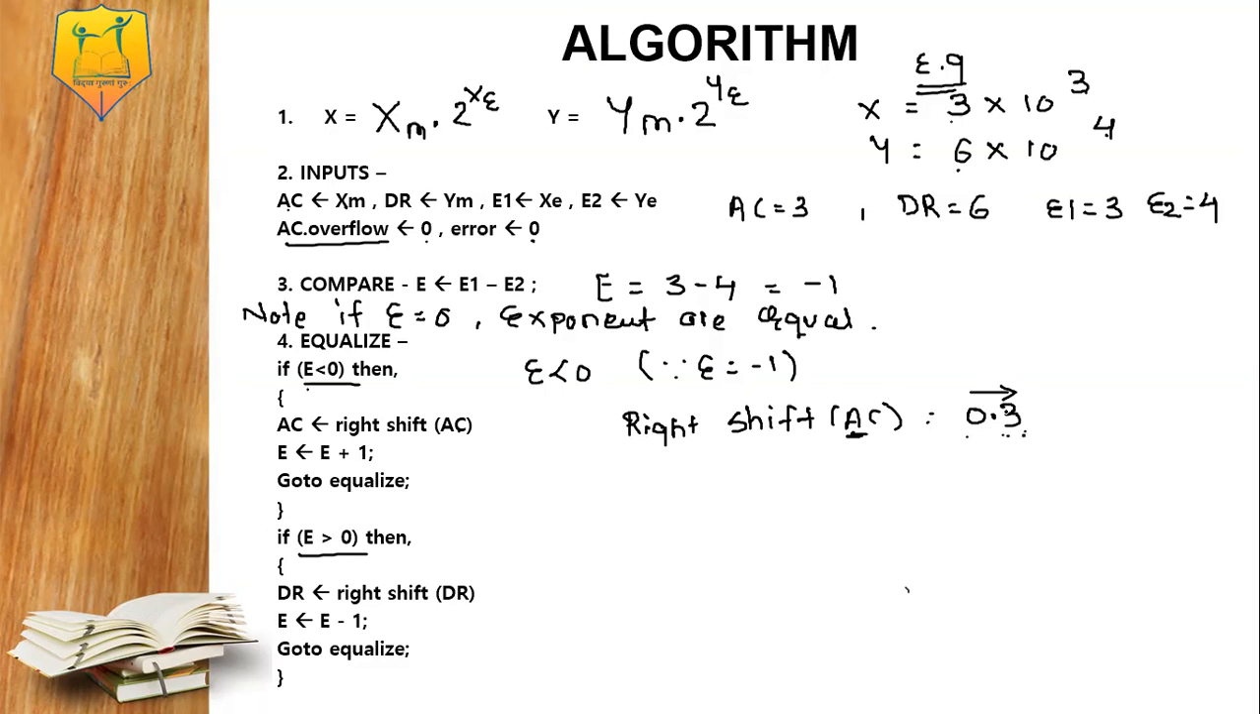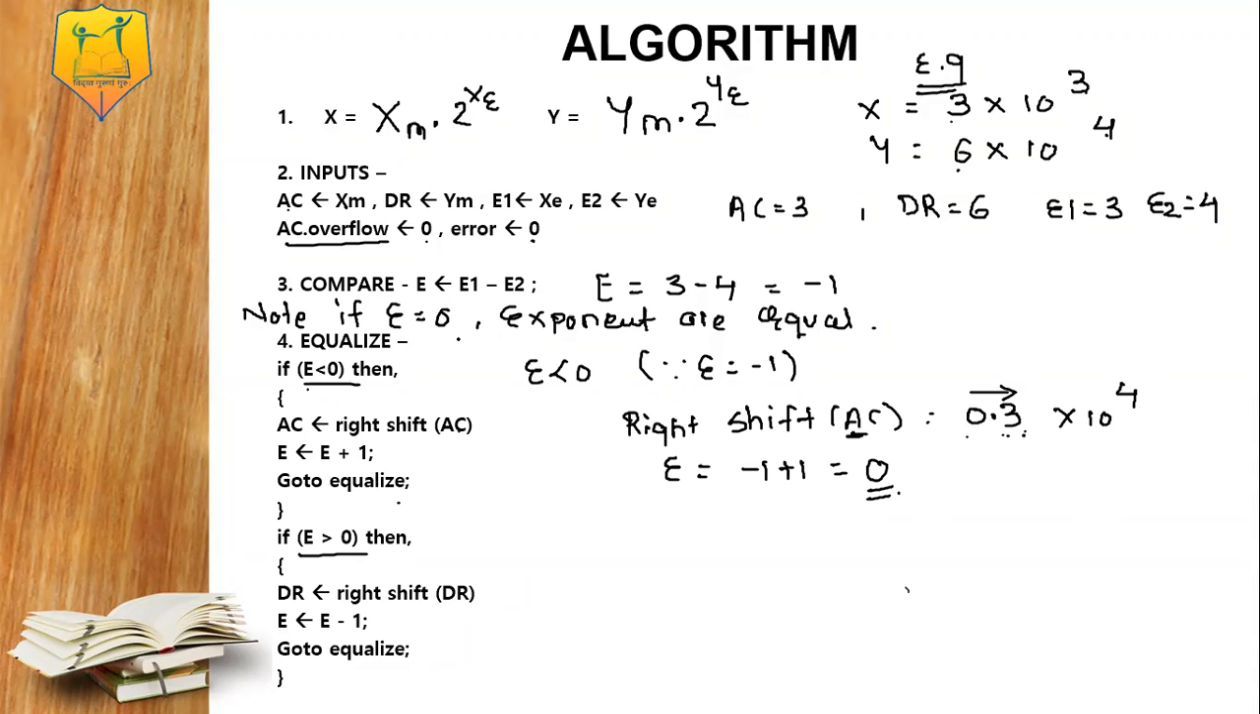Understand? Here, I put the right shift of AC, so it becomes 0.3 into 10 raised to, obviously it becomes 4. Okay, now E becomes E plus 1. Now what is my E? E plus 1. So E is what? Minus 1. So minus 1 plus 1. Okay, it's 0. Now here my E became 0. Here I had written a note. Look. If E is 0, then exponents are equal. Now here my E got 0. So go to equalize. If it is not, then go to equalize. It will equalize again.